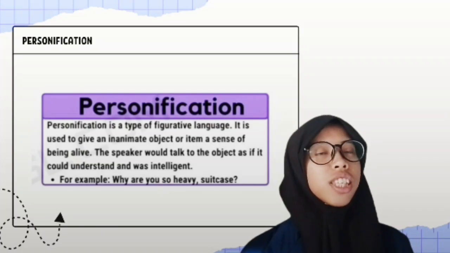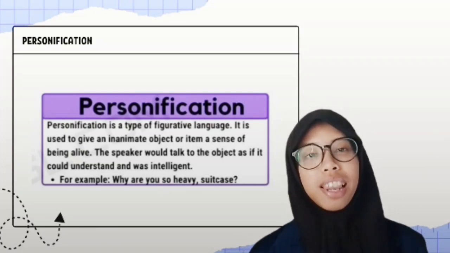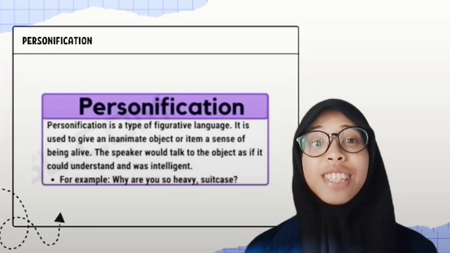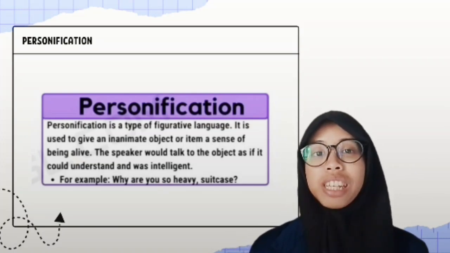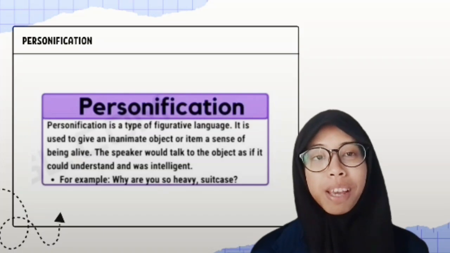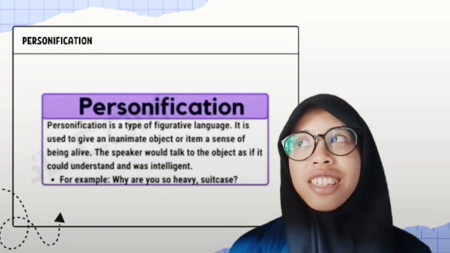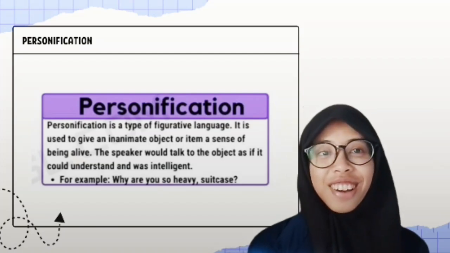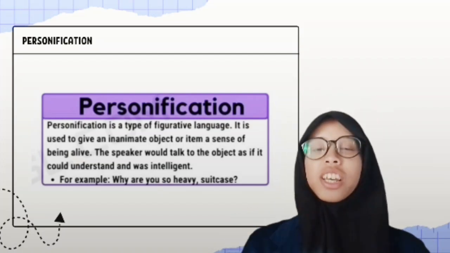The other example is my eyes are smiling when I see you. That means we give the eyes an action that humans can do, like smiling, while in reality the eyes are just eyes. Okay, do you get it? Great.